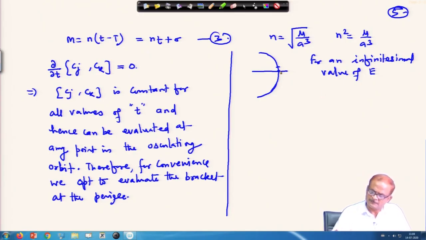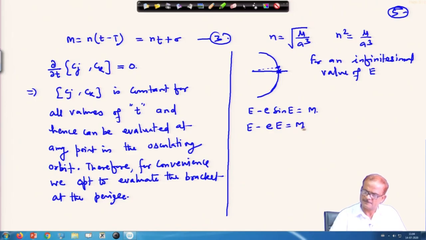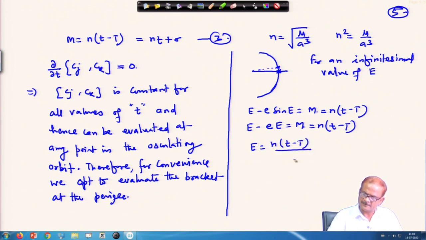What does this mean? Here we want to evaluate at perigee, so we just take a nearby location which is infinitesimally close to this and expand our equations. So E minus e sin E equal to M, equal to n times t minus tau. Therefore, from this E can be written as n times t minus tau divided by 1 minus e. This eases the whole process.